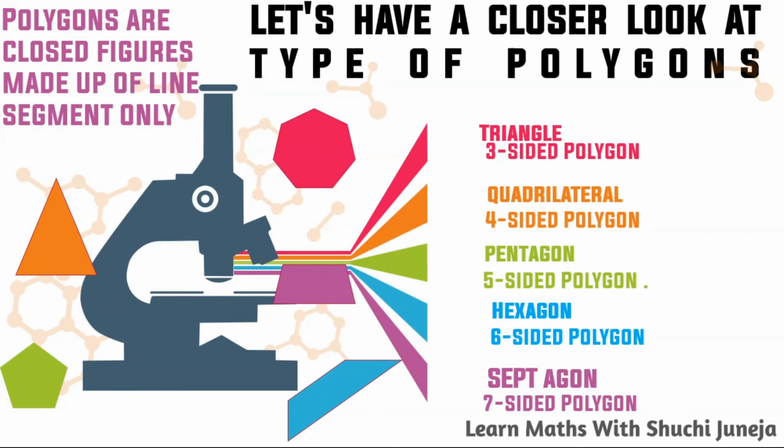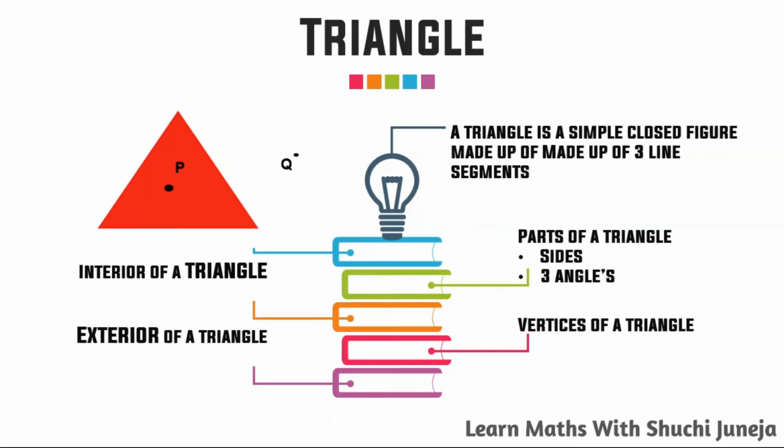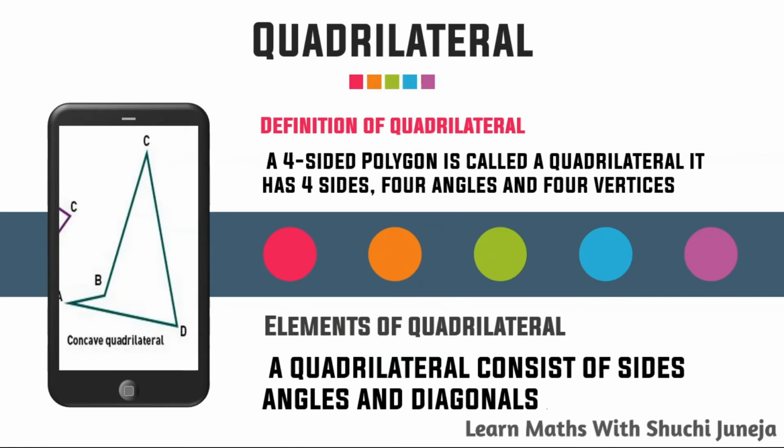So we should already know this, that a polygon starts with a minimum of three sides. So it is called a triangle. A triangle has three elements: vertices, sides and angles. Now we will be talking about a four-sided polygon, that is known as a quadrilateral. A four-sided polygon is called a quadrilateral, and it has four sides, four angles and four vertices.